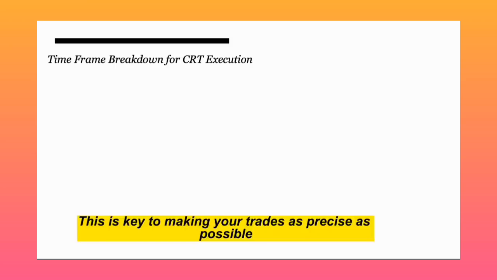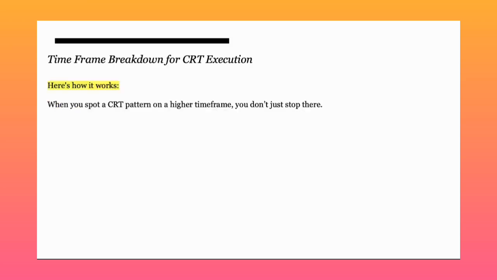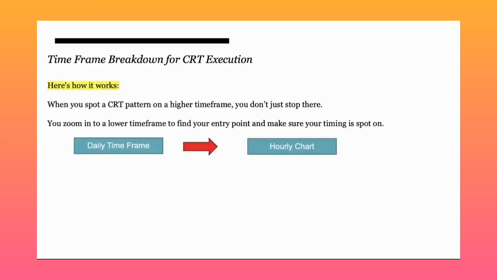Time frame analysis. This is key to making your trades as precise as possible. Here's how it works. When you spot a CRT pattern on a higher time frame, you don't just stop there. You zoom in to a lower time frame to find your entry point and make sure your timing is spot on. For example, if you see a CRT setup on the daily time frame, your lower time frame for execution is the hourly chart. Why? Because the hourly will give you a clearer view of price action within that daily range, allowing you to place more accurate entries and exits.